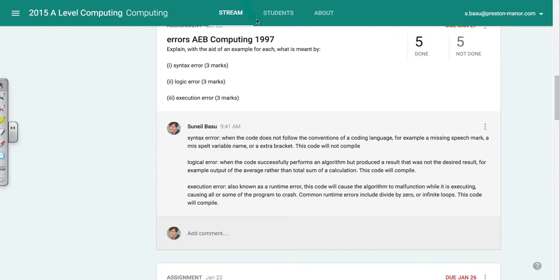Hi guys, let's have a look at this 1997 question. Explain with the aid of examples for each what is meant by a syntax error, logic error, execution error.